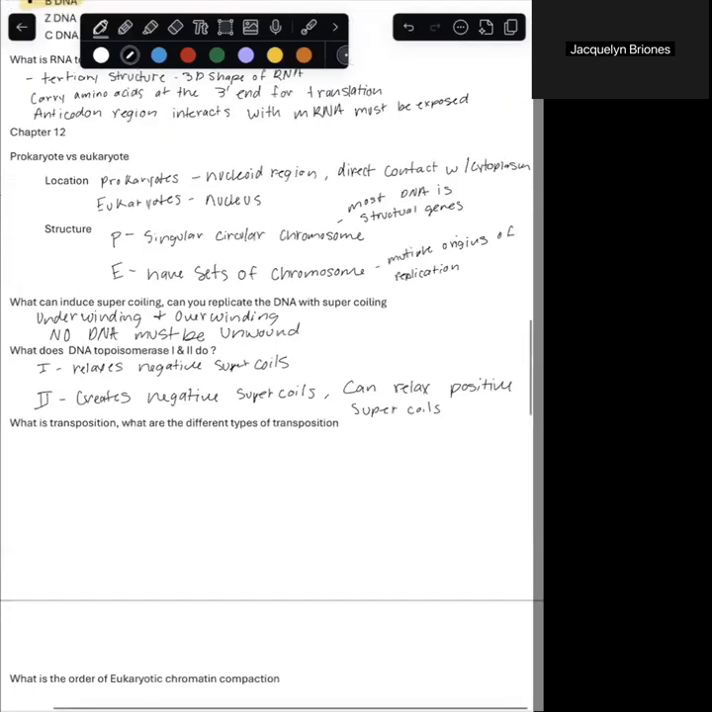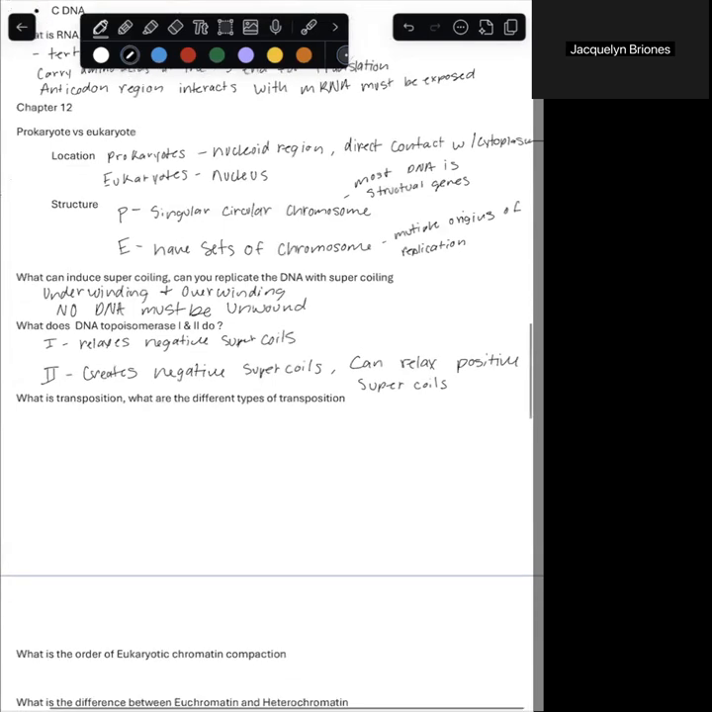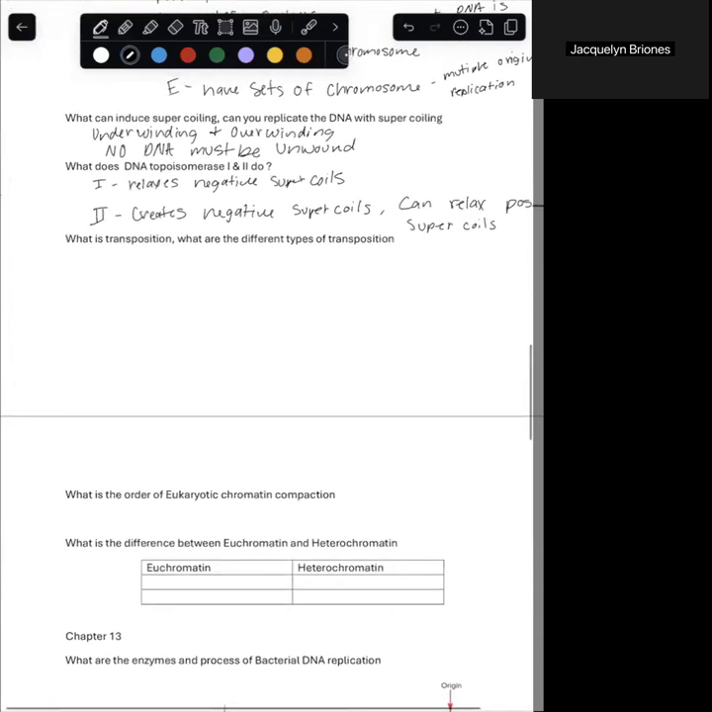Okay. So one relaxes negative supercoils and two creates negative supercoils, but also can relax. Well, topoisomerase 2 can relax positive supercoils as well. What is transposition? What are the differences, the different types of transposition?